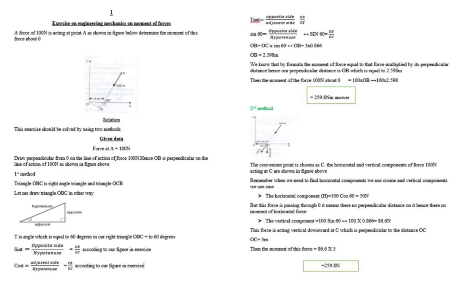The vertical component will be equal to 100 Newton times sine 60, which is equal to 86.6 Newton. This force is acting vertically downward at C, which is perpendicular to the distance OC. OC is equal to 3 meters. It means the moment of this force is equal to 86.6 times 3, which is equal to 259.8 Newton meter. This is the end of our course.